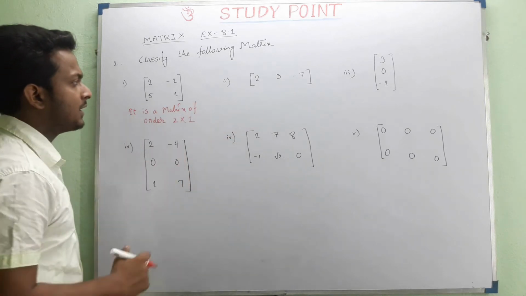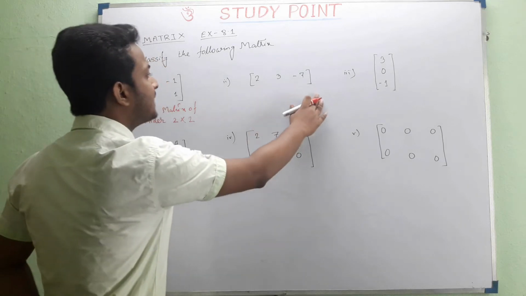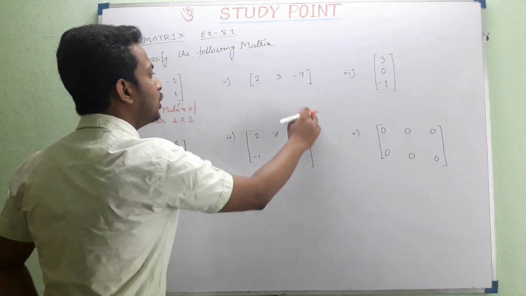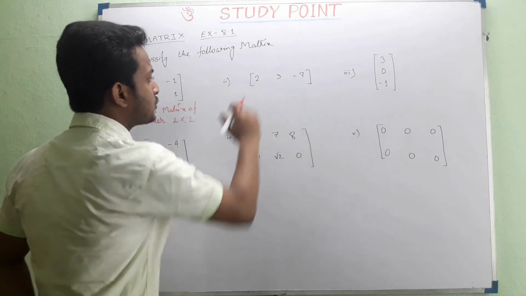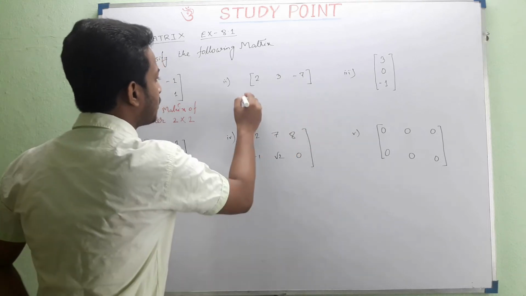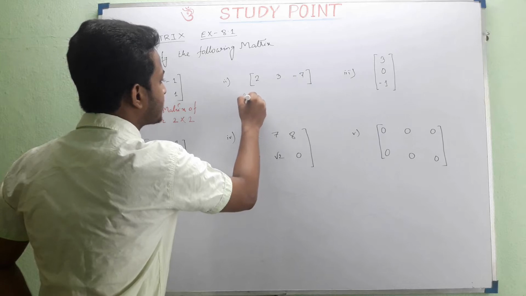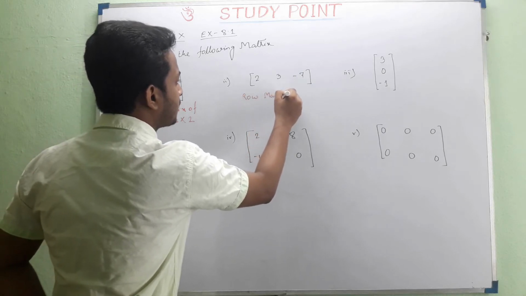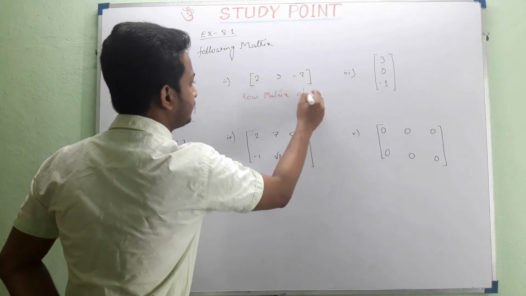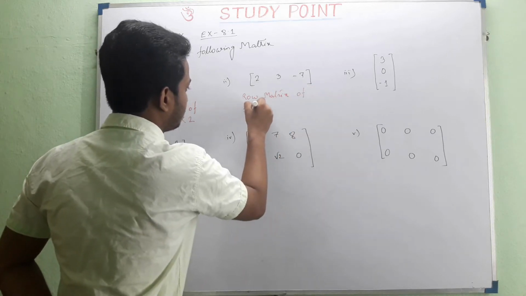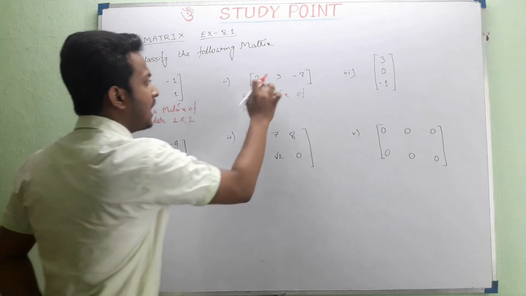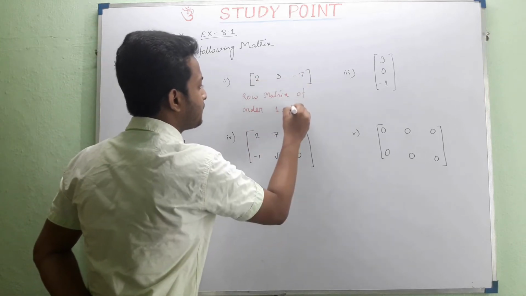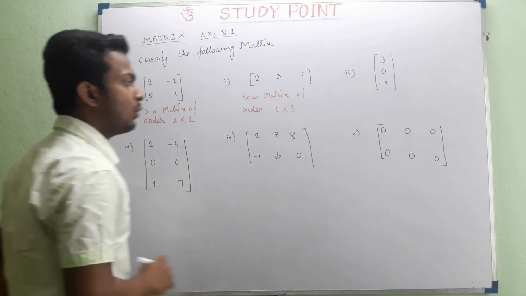Now let's move to the next part. Here, as you can see, there is only one row and 3 columns. Because here it is 1 row, it is known as a row matrix of order. How many rows are here? 1. How many columns? 3. So the order of the matrix will be 1 by 3.